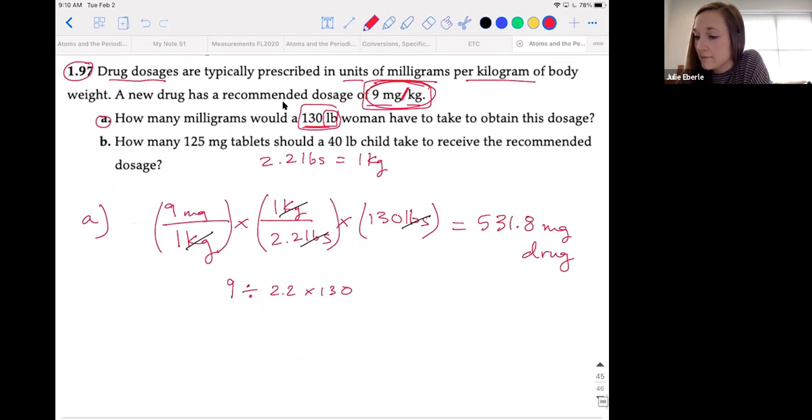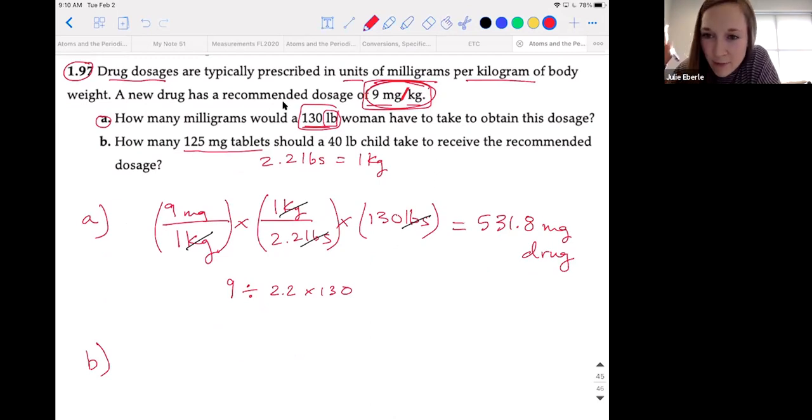All right. Let's do part B. How many 125 milligram tablets should a 40-pound child take to receive the recommended dose? I'm going to give some feedback to this company: children don't do well with tablets unless they're ready to dissolve. Anybody ever try to get a child to swallow a pill? That doesn't work. They should put this medicine in liquid form, but we have 125 milligram tablets. How many should a 40-pound child take?